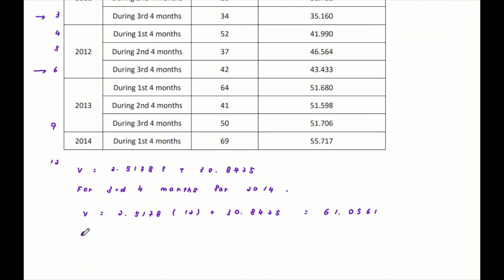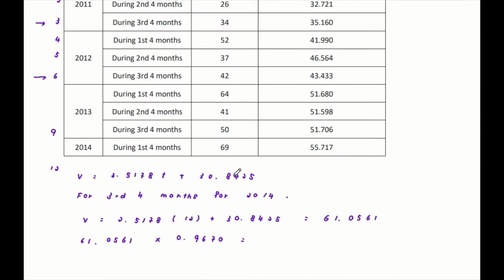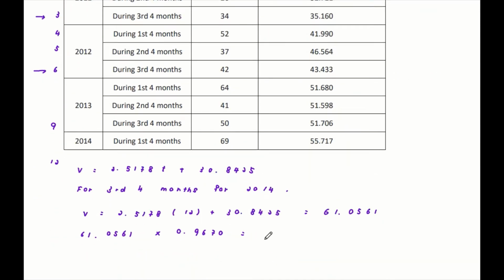So 61.0561, multiply by the number here, 0.9670. Just by using a calculator, you'll be able to get an answer. Remember, in this case, we are talking about 1,000. So if we are rounding it off, then only to 3 decimal places. The maximum that we can put in is 3, because you cannot say like 0.5%, right? So that's why 59.014. In this case, it's 1,000, so you can just round it off.